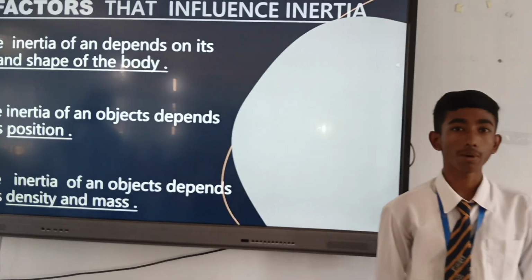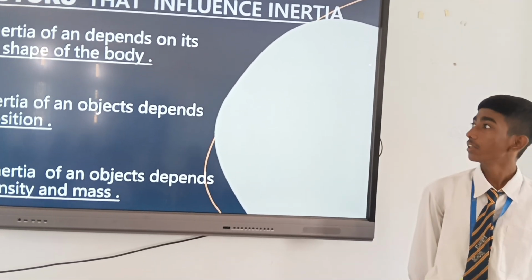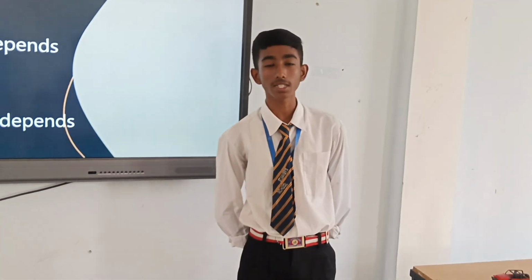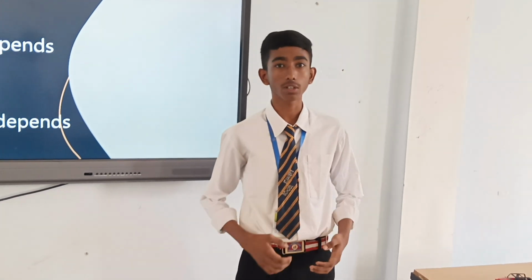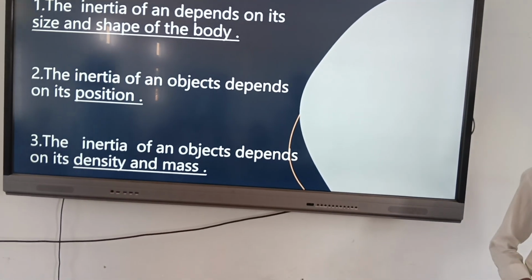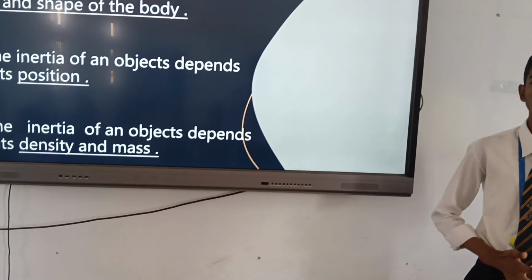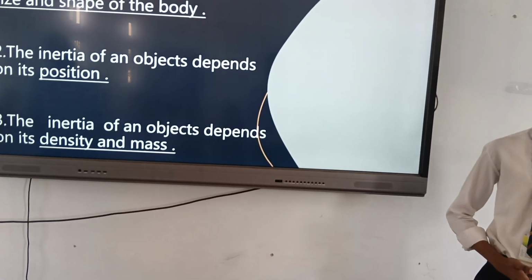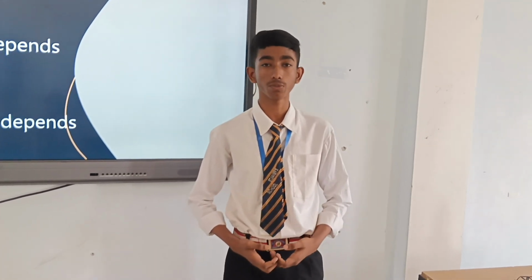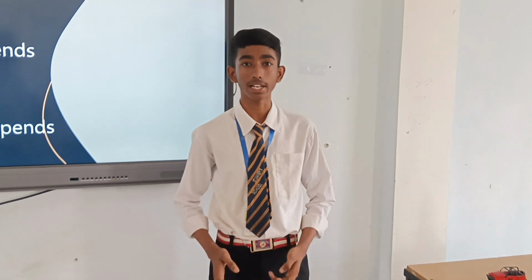Now I am going to explain some factors that influence inertia. The first factor is that inertia depends on the shape and size of an object. It means that if the shape and size of an object increase, the weight of that object will increase, due to which we need to apply more unbalanced force on it. The second factor is that inertia depends on the position of an object. And the third factor is that inertia depends on the density and mass. It means that if the mass of the object increases, we need to apply more force on it.